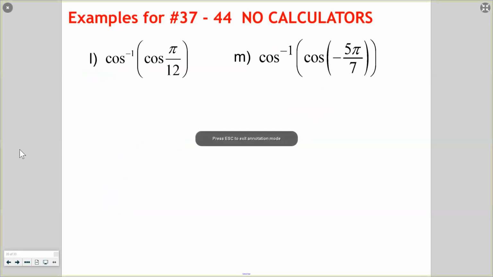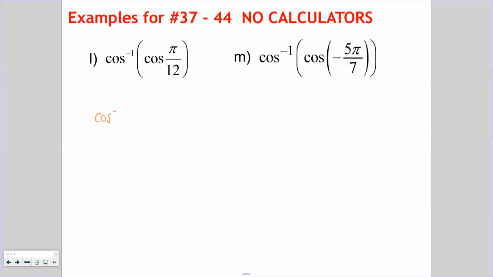Okay, I'm going to do a couple of these and then you guys are going to check your work on some of them. So let's do L and then I'll have you do M. So we're taking the inverse cosine of the cosine of pi over 12. So again, inverse cosine is going to give us an angle as our final answer.